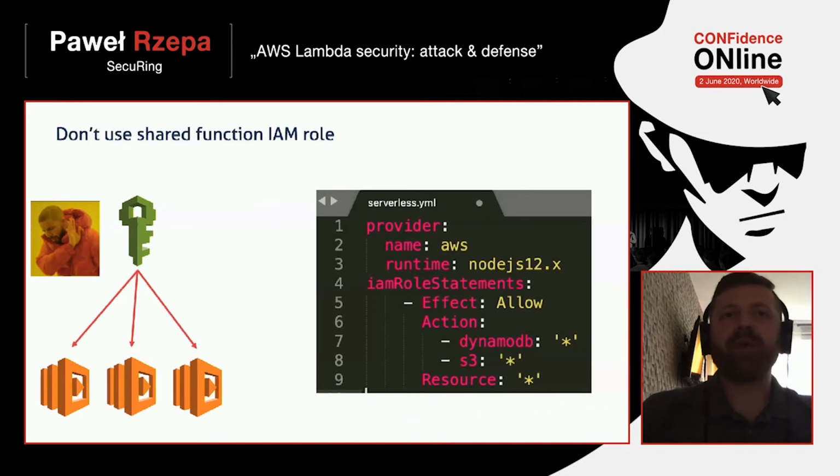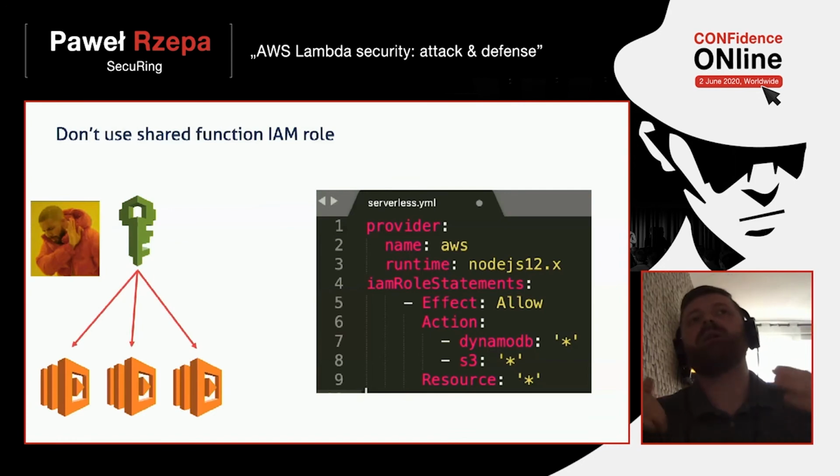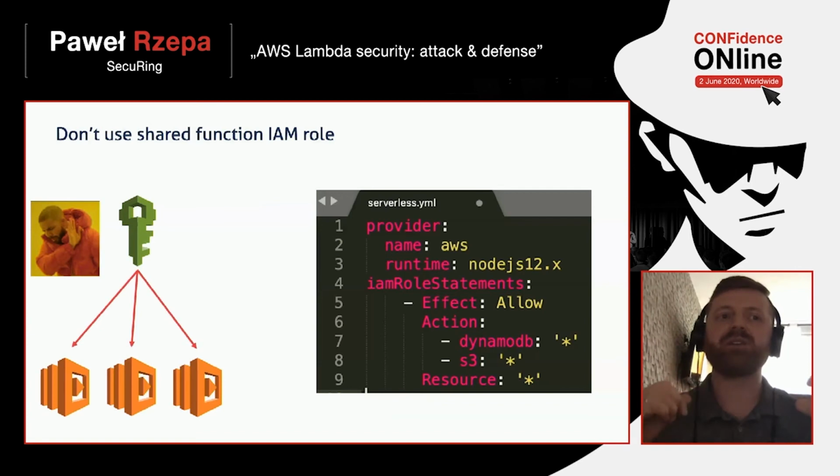The over-permissive execution roles are the most common problem in serverless applications. And sometimes it is not because developers are lazy, but because the serverless framework works like this. By default, in serverless framework, there is an option to use only one shared function IAM role. So let's assume that your serverless application actually uses 3 Lambda functions.